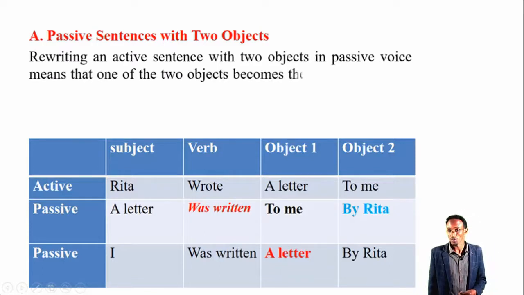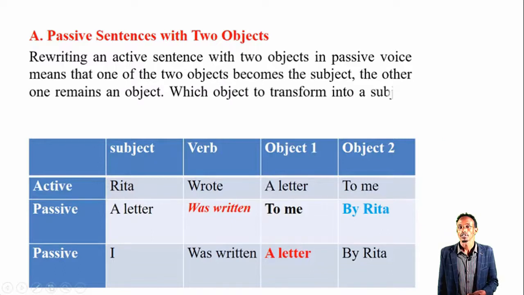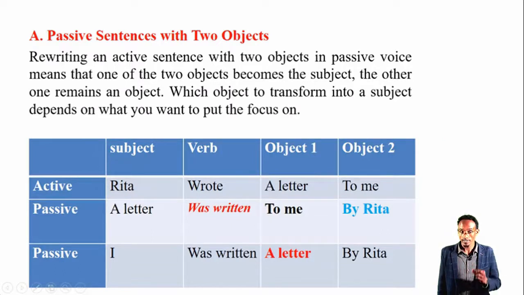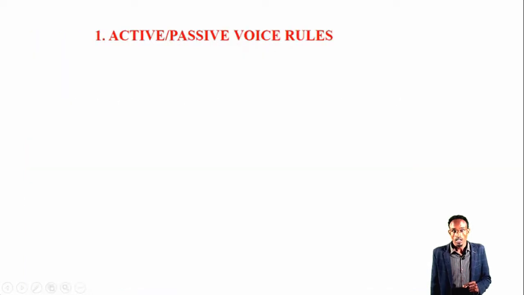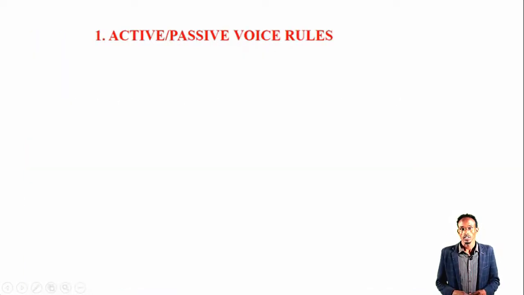Rewriting an active sentence with two objects in passive voice means that one of the two objects becomes the subject and the other one remains an object. Which object is to transform into subject depends on what you want to put the focus on. So students, I hope you get a clear, concise, and brief understanding of what we have learned about the passive voice and active voice. And now we need to look back at some active and passive voice rules.